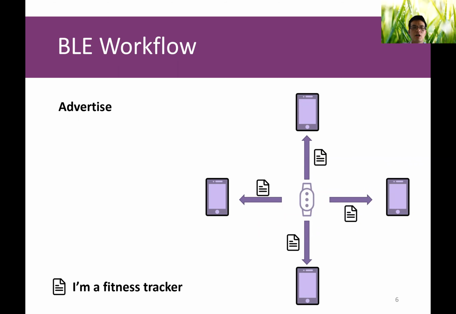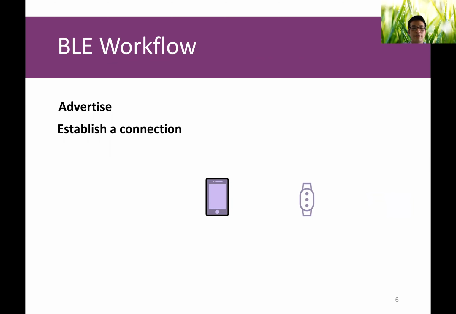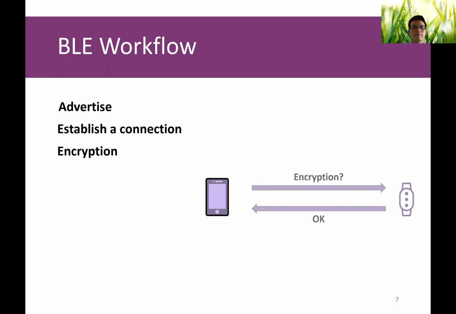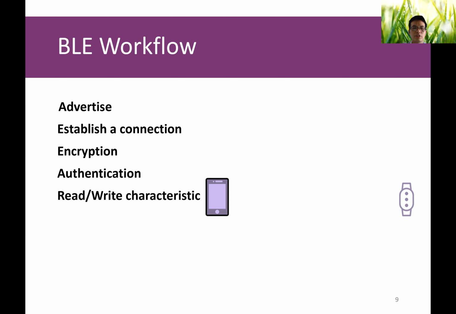This figure shows the basic workflow of BLE. To set up a connection, a peripheral device first needs to advertise packets, including its basic information. Upon receiving the advertising packets, a central device such as a mobile phone can establish a connection with this peripheral device by sending a connection request. After that, those two devices can negotiate on whether or not to use encryption in the connection. And then the central device can send authentication information to the peripheral device. After that, those two devices can exchange information using the BLE connection, and the central device can read and write all the characteristics in the peripheral device.